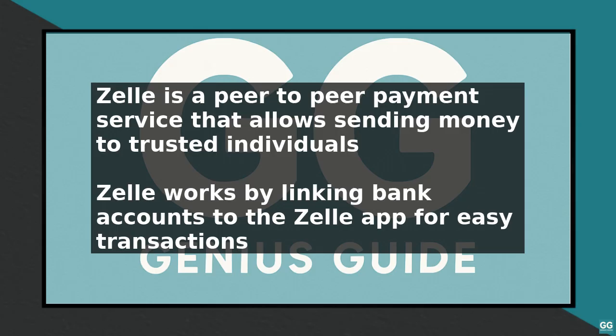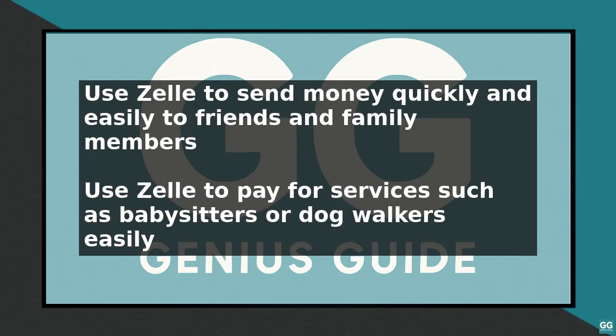Another time to use Zelle is when you need to split a bill with friends. For instance, if you and your friends go out for dinner and you want to split the bill, you can use Zelle to send your share of the bill to the person who paid. Zelle is also a good option when you need to send money to someone who does not have a credit or debit card. Since Zelle links directly to your bank account, you do not need a card to send money.